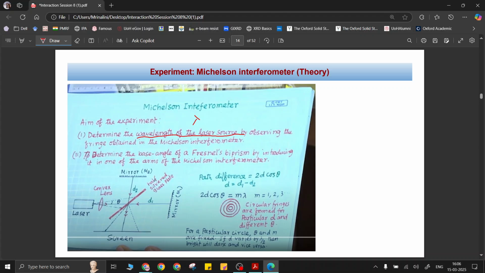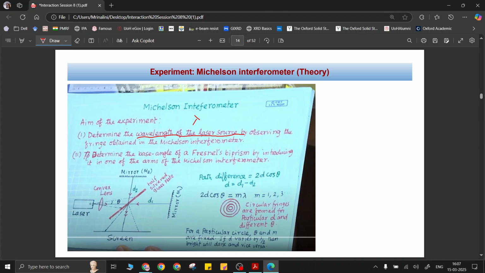Then we have kept a half silvered glass plate. Why? Because we are using a single source here, and it cannot give us interference until we make some change in its path difference. So what will happen when we keep a half silvered glass plate? If it's completely silvered, then all the light falling on it will be reflected. But if it's half silvered, that means some of it will be reflected and some of it will be transmitted.